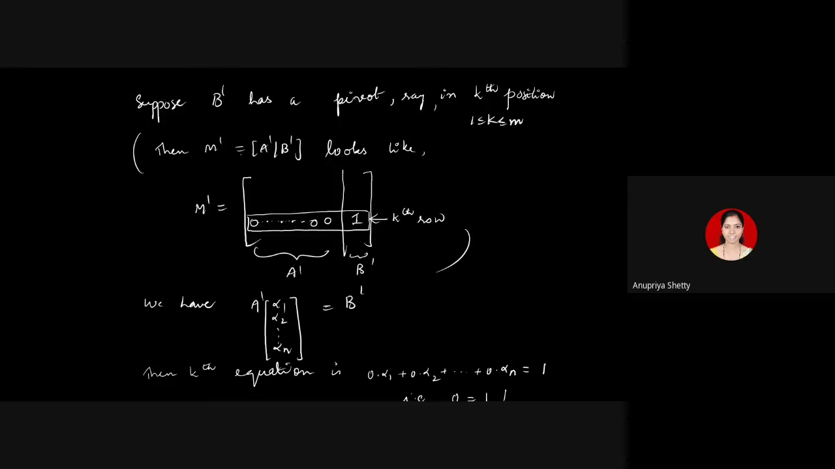You're saying A dash x equal to B dash is having a solution. If it has a solution, that column should satisfy every equation. But your kth equation gives you what? It gives you 0 equal to 1, which is meaningless. Therefore, your supposition fails. That is, B dash can never have a pivot. Whenever B dash has a pivot, your kth equation will always give you 0 equal to 1, which is not at all valid. Therefore, if the system A dash x equal to B dash has a solution, B dash cannot have a pivot. Therefore, B dash has no pivot.